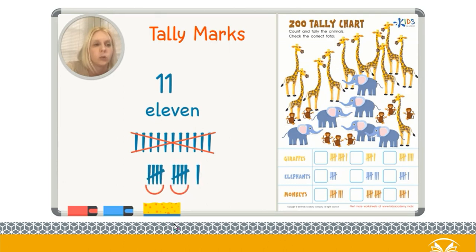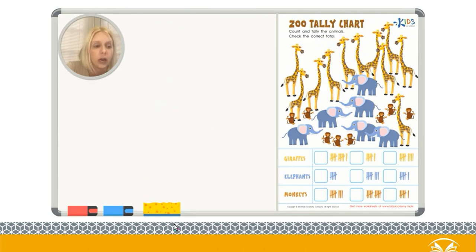So what we're going to do today is we're going to look at our directions and we're going to use the tally marks to help us figure out the answer. So it says count and tally the animals, check the correct total. So down here it says giraffes, and it wants to know how many giraffes there are, and we've got several choices for tally marks here. So we need to count how many giraffes there are. So I want you to count with me. We've got 1, 2, 3, 4, 5, 6, 7, 8, 9, 10, 11.